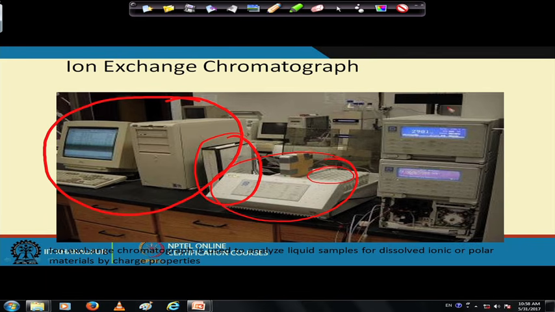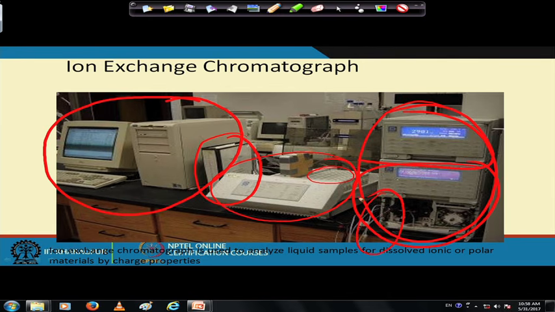And this part is the detector part, and this is the main machine part. The top part is the detector and the bottom part is the column. The columns are over here. The picture is not very clear, but that's where the columns are.